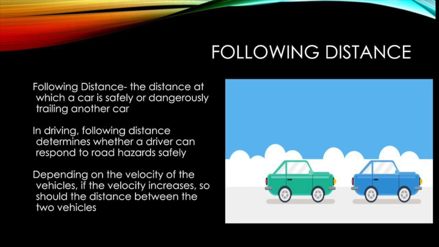Following distance is the distance at which a car is safely or dangerously trailing another car. In driving, following distance determines whether a driver can respond to a road hazard safely. Depending on the velocity of the vehicles, if the velocity increases, so should the distance between the two vehicles.